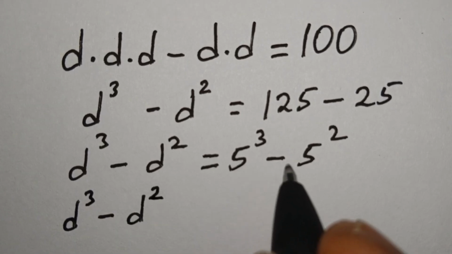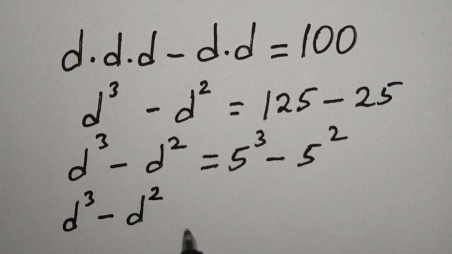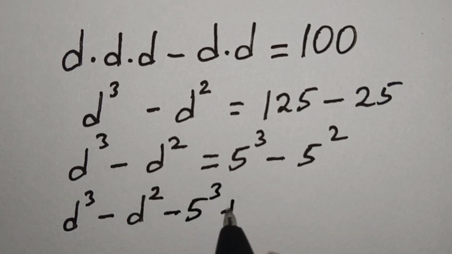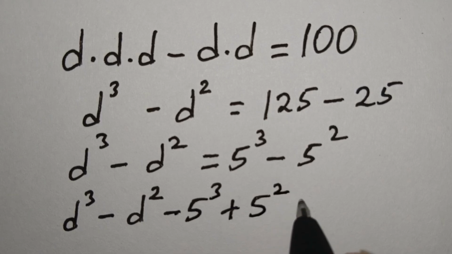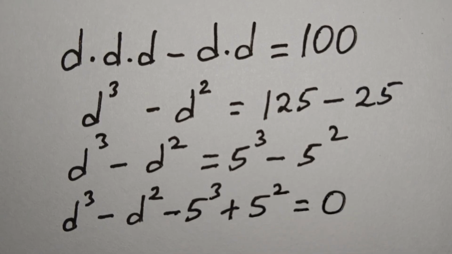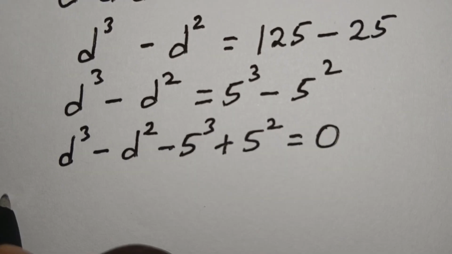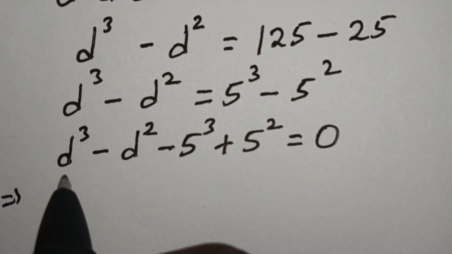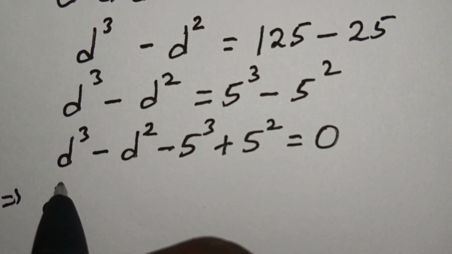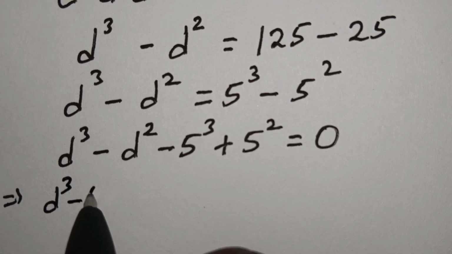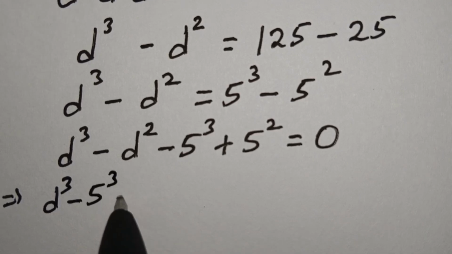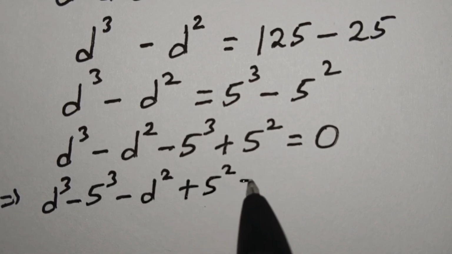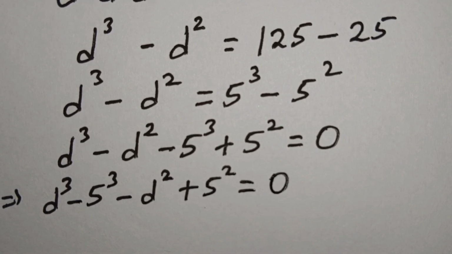Now, let's move each of these to the left hand side. So that will be minus 5 to the power of 3 plus 5 square equal to 0. Let's continue. This implies that, let us rearrange this equation. Doing that, we have D to the power of 3 minus 5 to the power of 3 minus D square plus 5 square equal to 0.